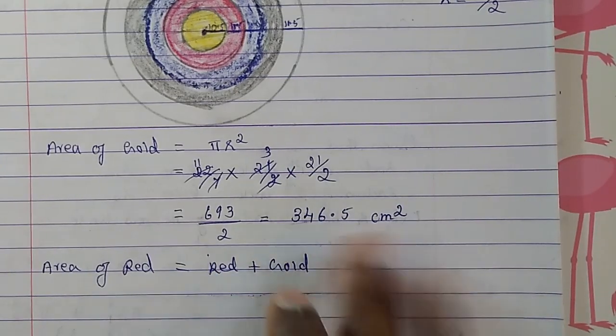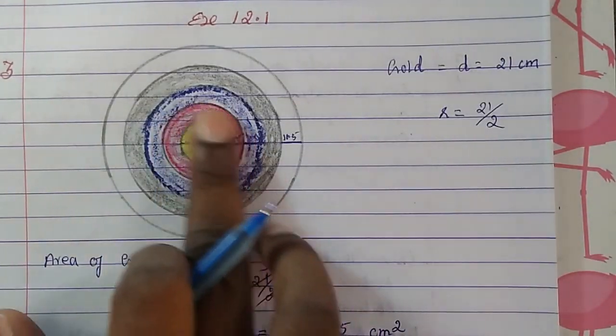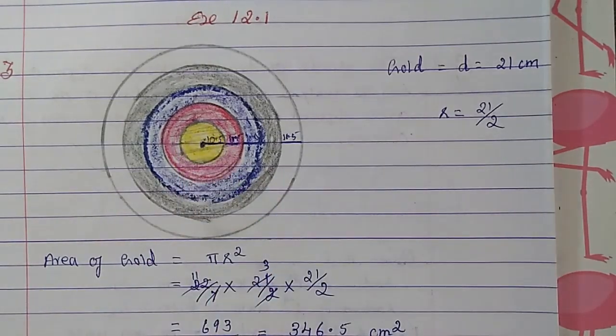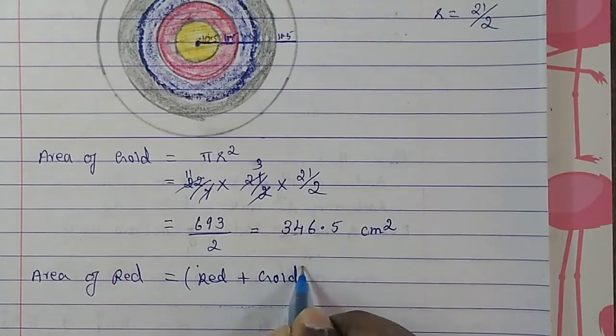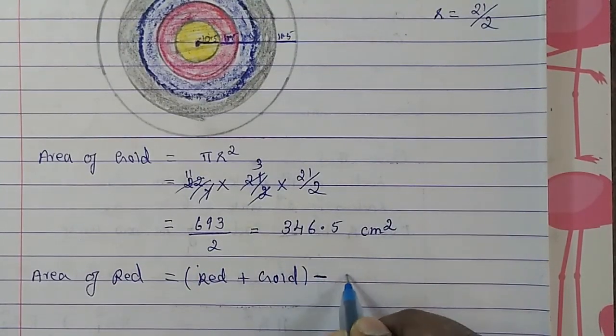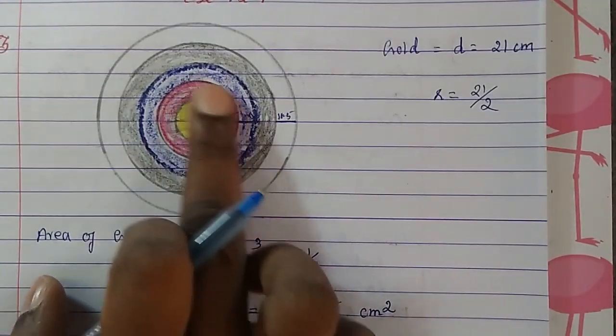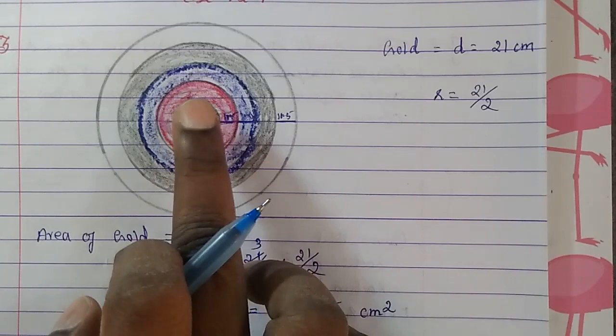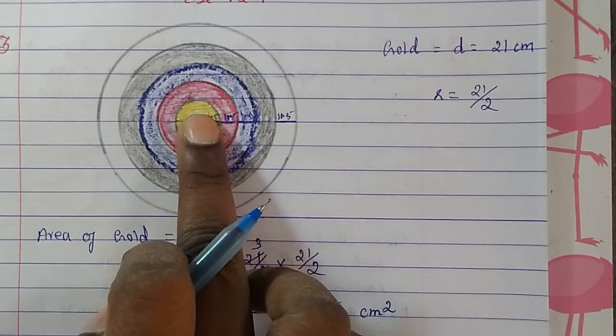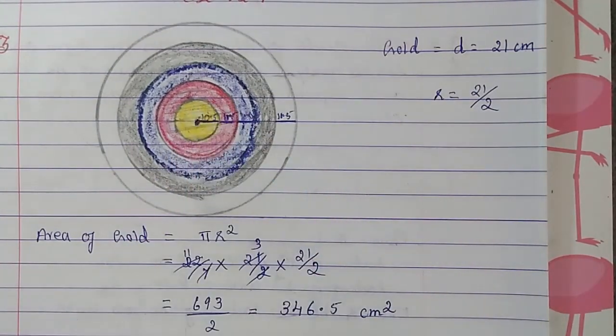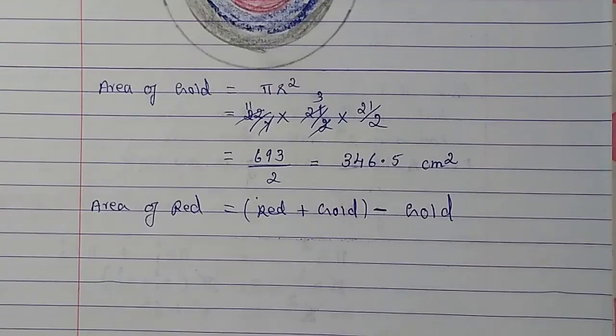Together it becomes the whole area of the circle, and from here we will subtract the gold part of it. So we find the whole thing, and from there we subtract only the gold part, then we will get the area of the red band alone.